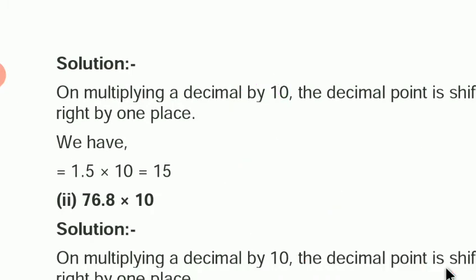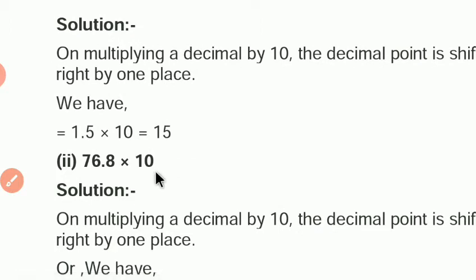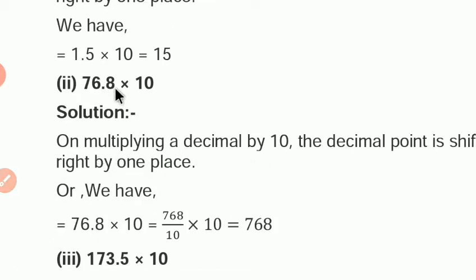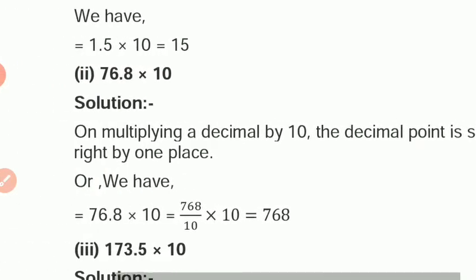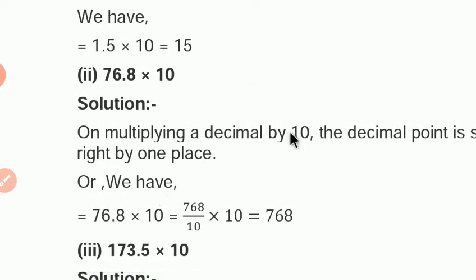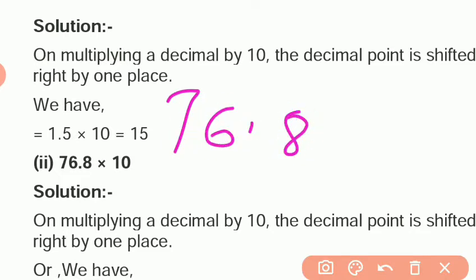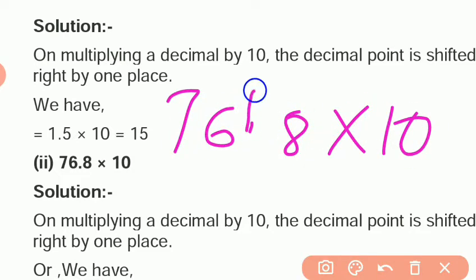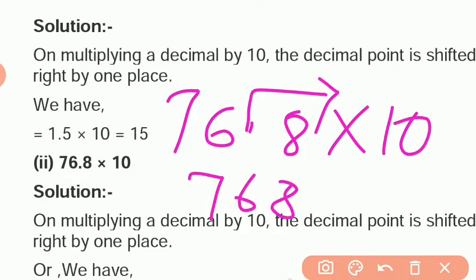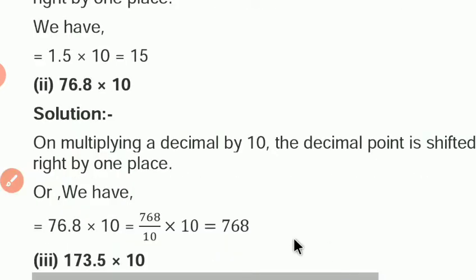Next one, let us see the next question. The same type, 76.8 into 10. On multiplying a decimal by 10, the decimal point is shifted to the right by one place. If 10 is given, the decimal will be shifted by one place. If 100 is given, then it will be shifted by 2 places, and for 1000 it will be 3 places. So how is it shifted in 76.8 into 10? We have to shift the decimal after one number. So the answer will be 768. Without multiplying by 10, we can directly write the answer. There are two methods.